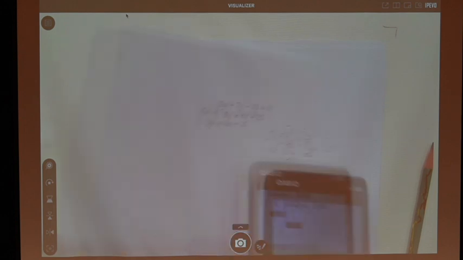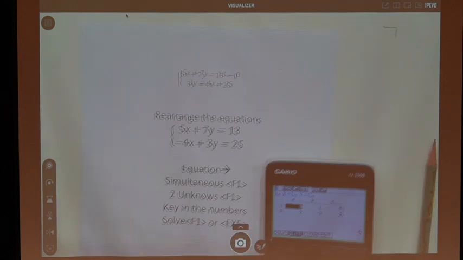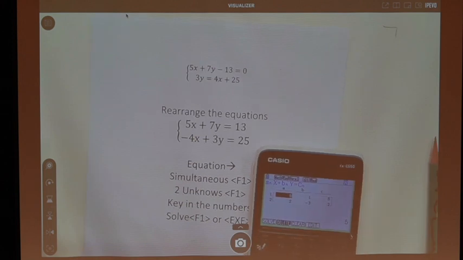So after rearranging the equation, you can put it in the same way we did. So we have 5, 7, 13, and -4, 3, 25. This time is not a very pretty number, unfortunately, but this gives you the exact value and a rounded value there.